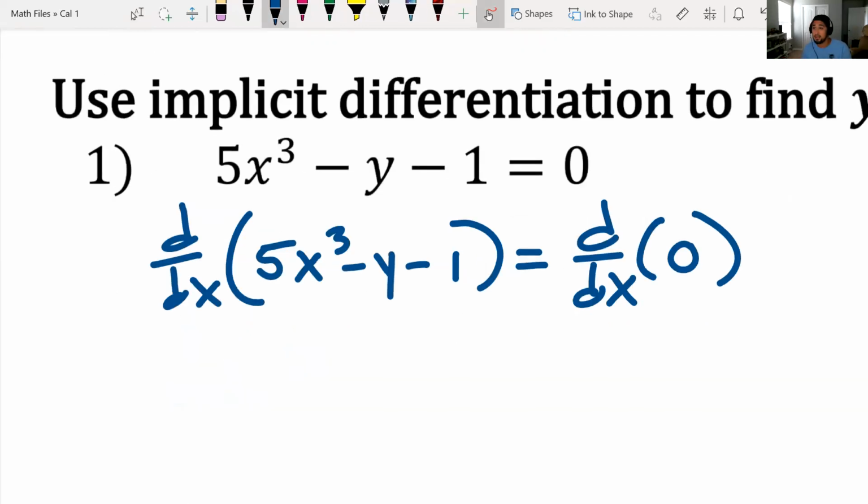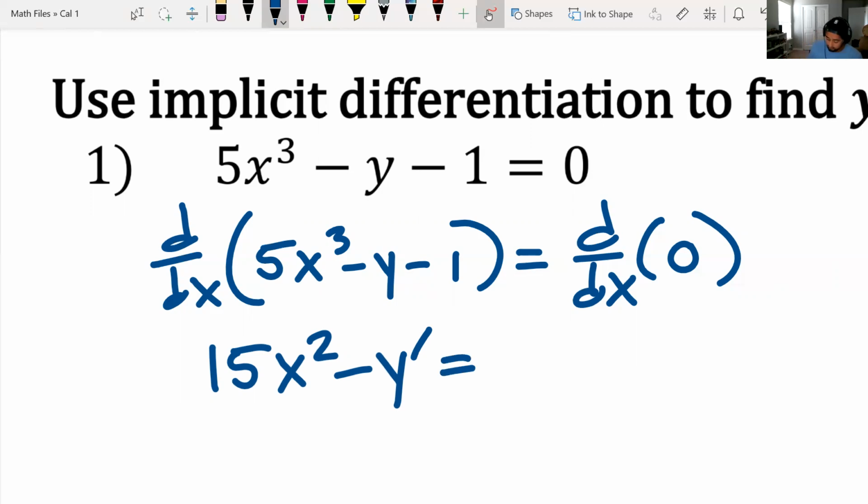And d over dx of 5x cubed, that just says take the derivative of 5x cubed. So that will be 15x squared minus, and now, based on our key, the derivative of y with respect to x is going to be y prime or dy over dx, whichever you prefer. Then the derivative of -1 is 0, and the derivative of 0 on the right side is still 0.